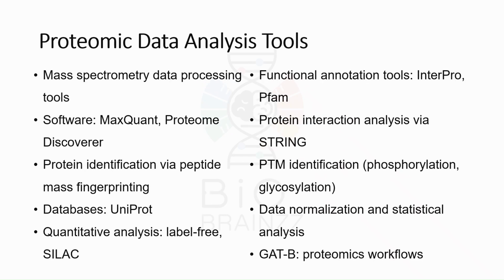Proteomic data analysis focuses on analyzing protein data using computational tools. Software like MaxQuant and Proteome Discoverer are used for processing mass spectrometry data. Protein identification is done using peptide mass fingerprinting. Databases like UniProt are used for reference. PTMs like phosphorylation are also studied. In GAT-B, focus on the workflow and important tools used in proteomics.